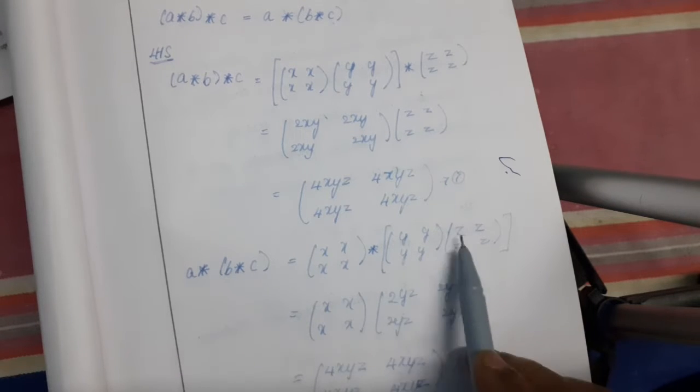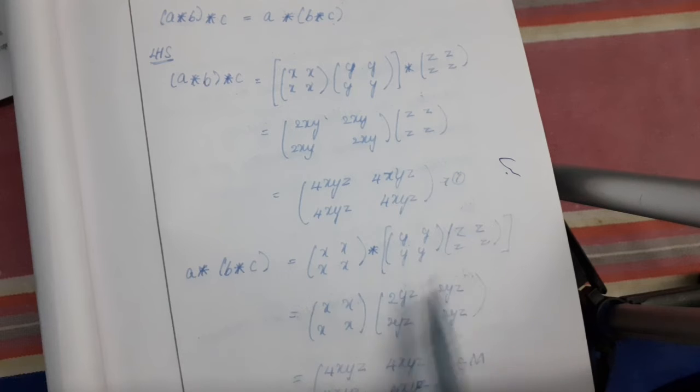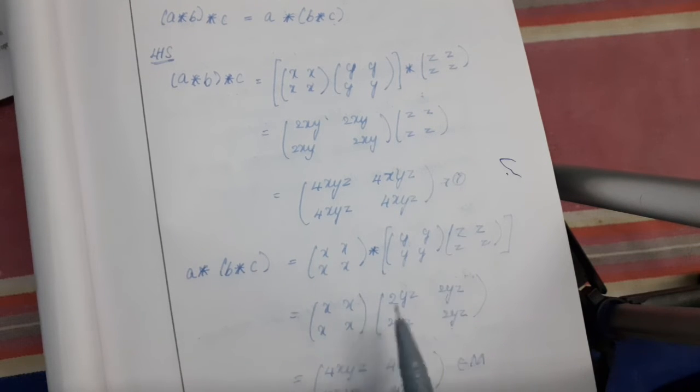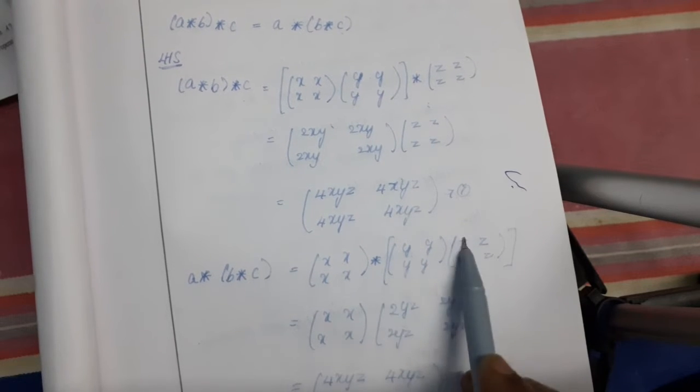Next, A star, B star C. X, y, and y, z, because B is taken as y and C is taken as z. So YZ becomes 2YZ. The first step we found out is 2XY. Similarly, we follow this one. Don't write all the steps. First row with the first column.